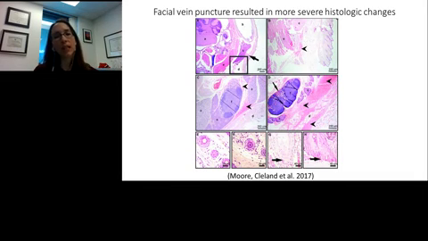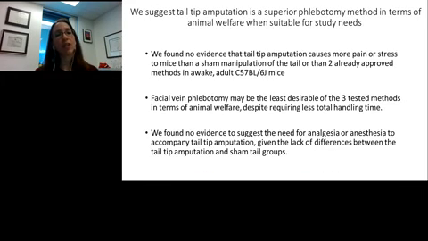We did note, ideally, that the caudal vertebra would not be transected, but due to the sort of overall lack of response in the behavior and physiologic parameters that we measured in the tail tip amputation group, and the lack of any difference in that tail tip amputation group and the sham tail group, we think that potentially this impact is not very significant on the mice. So in summary, we suggest that tail tip amputation is a potentially superior phlebotomy method in terms of animal welfare when suitable for your study needs.